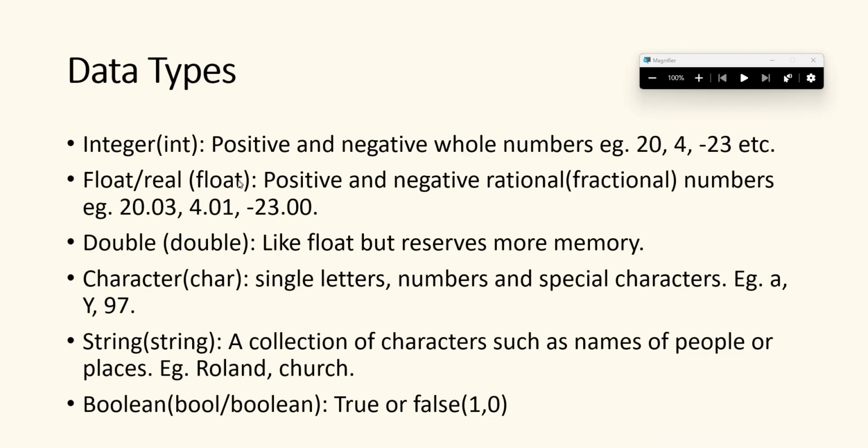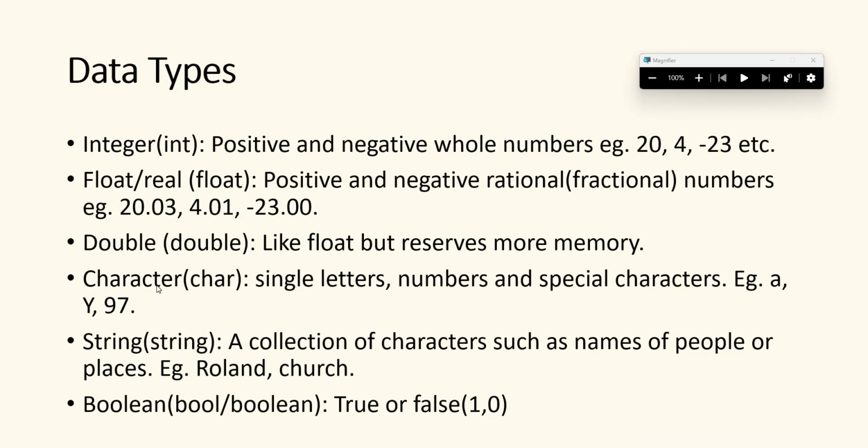So float too, it can store what? Positive and negative fractional numbers, that is decimals. My name cannot be decimal. Okay, so I will not use any of the two. Let's look at the double. Like float, but reserves more memory. So that means the float and the double are the same, just that in terms of size, the double is bigger. So double is also used for storing decimals.